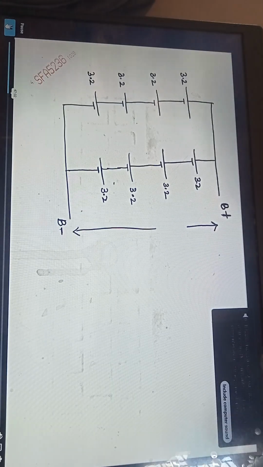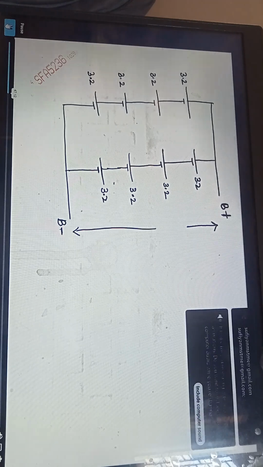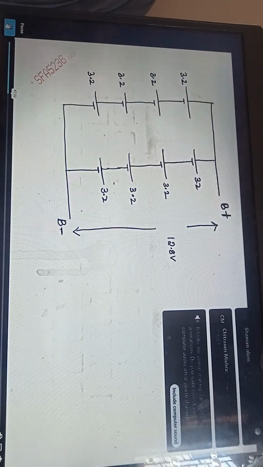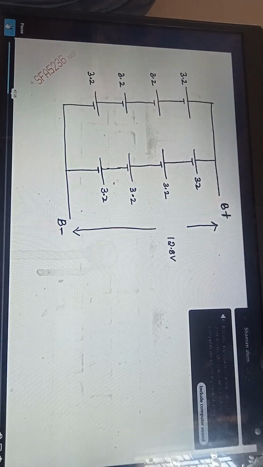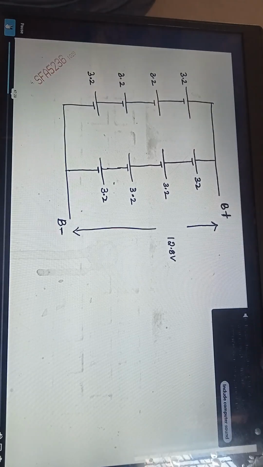Okay, so when I measure from B plus to B minus, how much will be the voltage? Each cell is 3.2, but I'm going to measure from B plus to B minus. So I should get 12.8. Right, 12.8. Now, see, we don't do it like that. While making, it is not like you buy 100 cells and take any 8 cells and make the battery pack. It is not so.